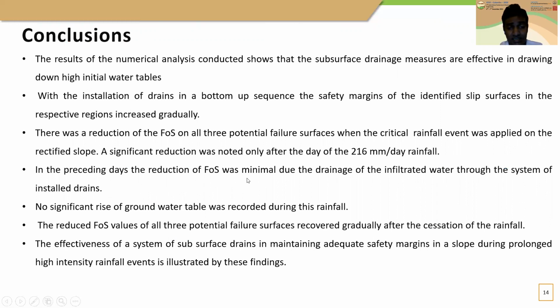In preceding days, the reduction of factor of safety was minimal due to the drainage of the infiltrated water through the system of installed drains. However, no significant rise of groundwater table was recorded during this rainfall event. The reduced factor of safety values of all three potential failure surfaces recovered gradually after the cessation of the rainfall. The effectiveness of a system of subsurface drains in maintaining adequate safety margins in a slope during prolonged high-intensity rainfall events is illustrated by this finding.